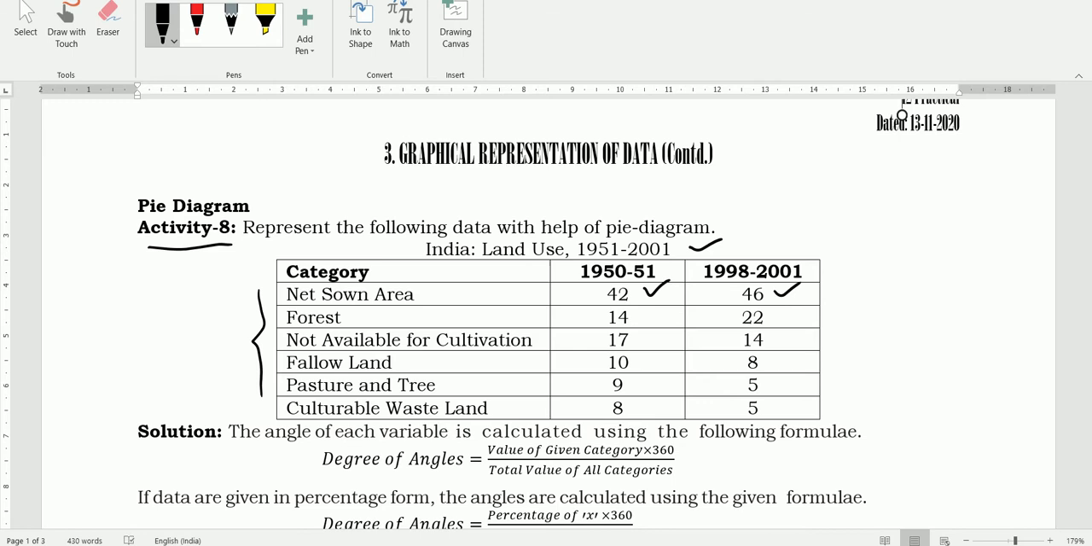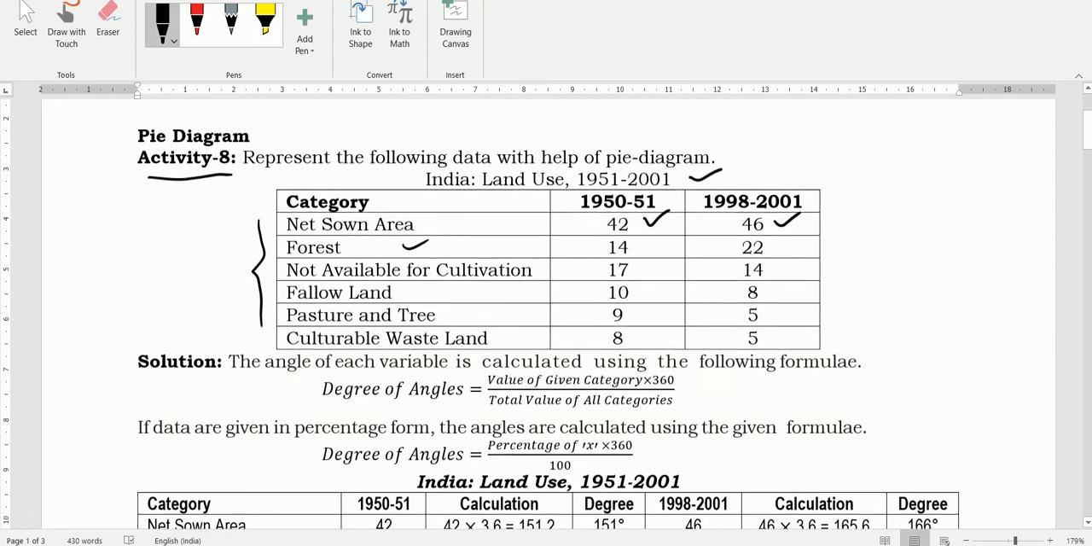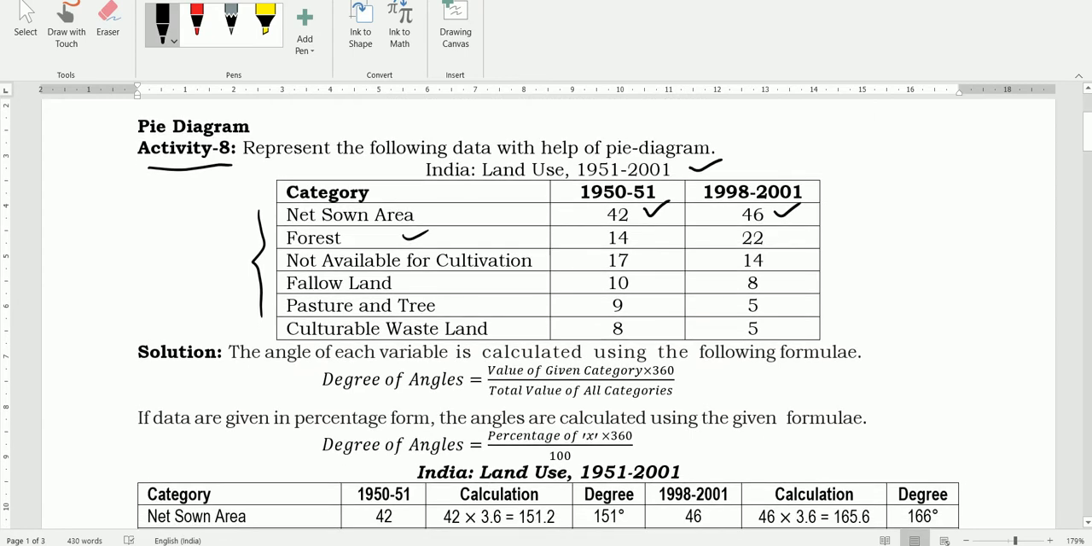Likewise, we have forest, and land not available for cultivation. Land not available for cultivation means area occupied by buildings, schools, roads. These are known as areas not available for cultivation. Then we have fallow land, pasture and tree, cultivable wasteland, and so on. Here the values are given in percentage. You should not forget.